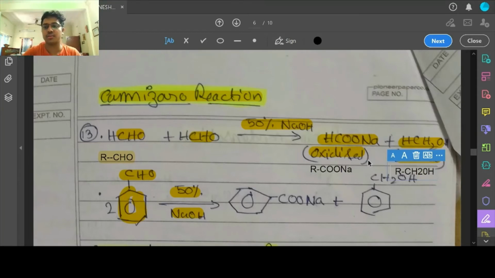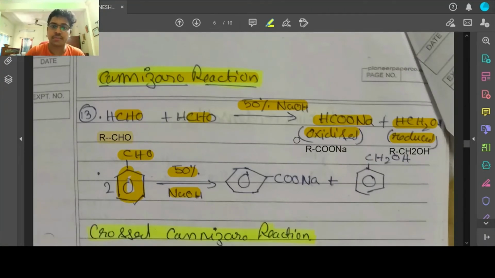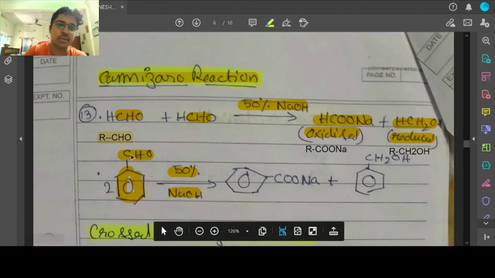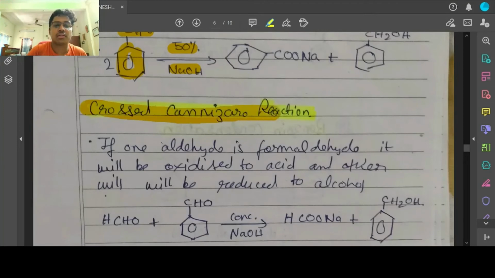This is RCH2OH. So RCHO, in the presence of 50% NaOH, gives RCONa and RCH2OH. This is a generalized formula. R can vary from a benzene ring to hydrogen to methyl, anything. Now, the crossed Cannizzaro reaction.